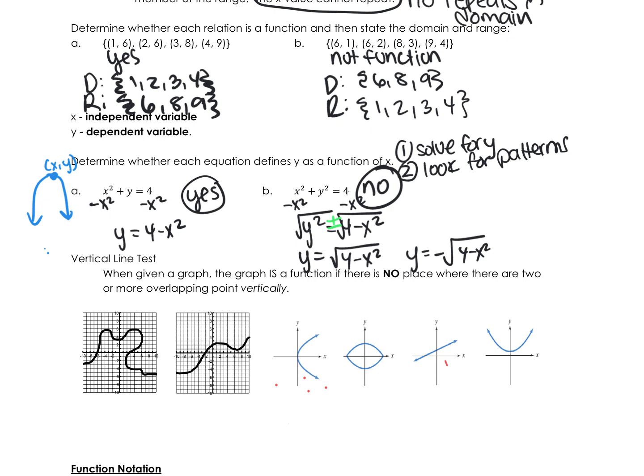So if you see y squared anywhere, you know it's not going to be a function, okay? Because if you solve, at some point you're going to take the square root of both sides, you're going to get that plus or minus. Okay, so if you see y squared, you know it's not going to be a function.